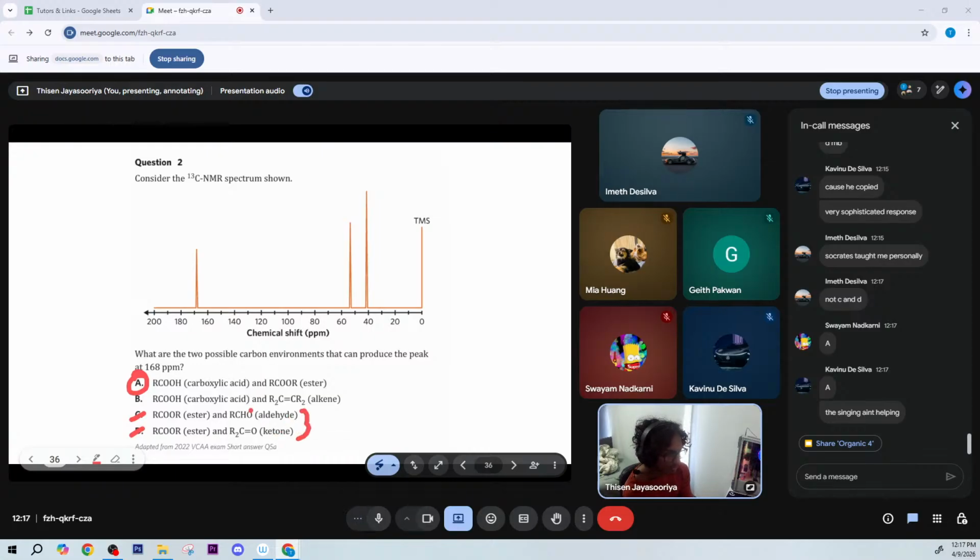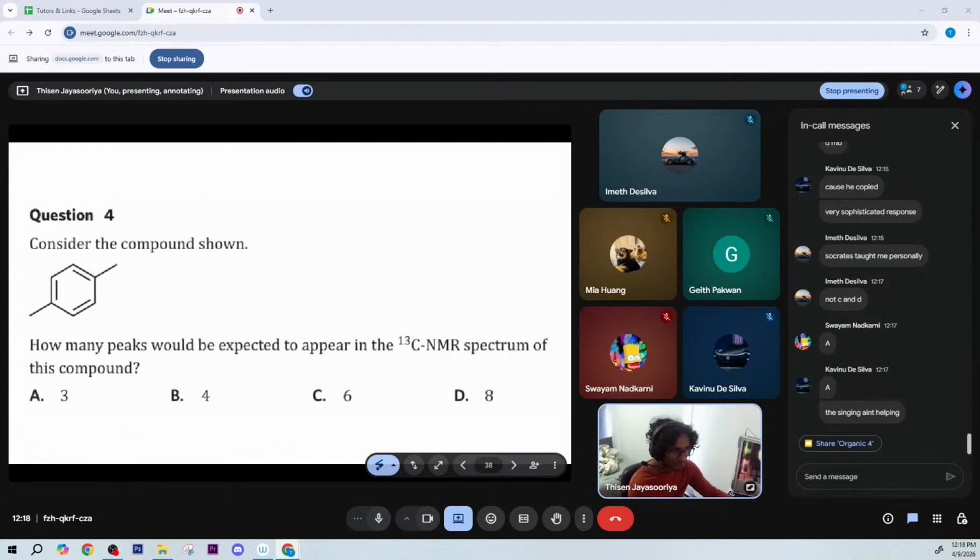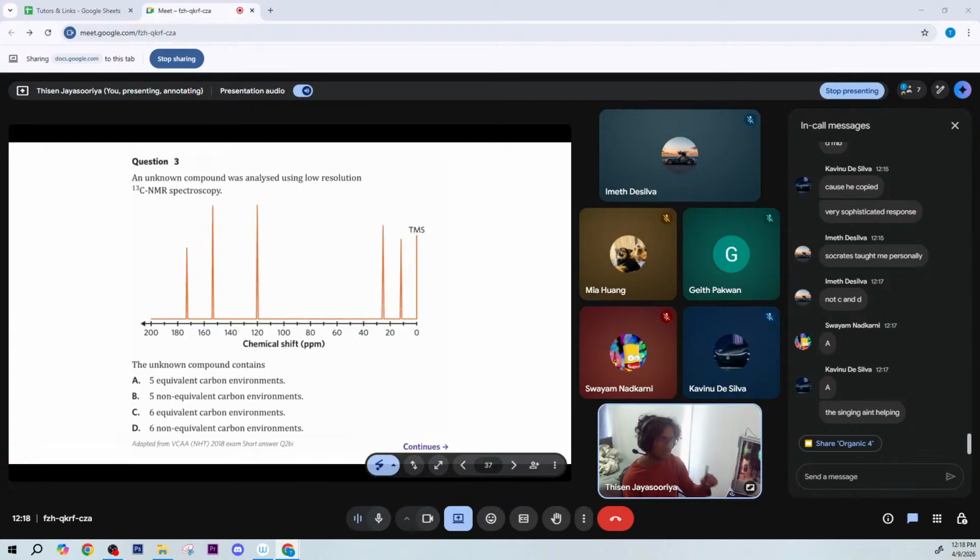These 2, right? Aldehydes have a very high ppm, so it's almost like 190, 195. Very high. And here, this alkene is 110 to 150. That can't explain a chemical shift at 168. So the answer here is A, most likely. Have a go at this one.